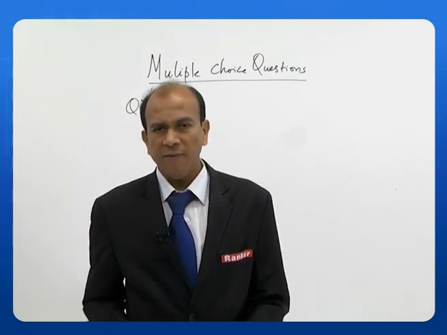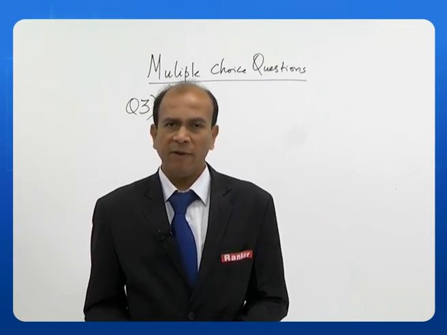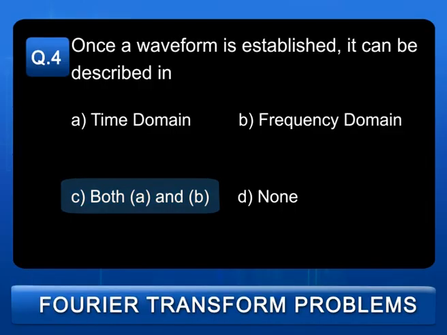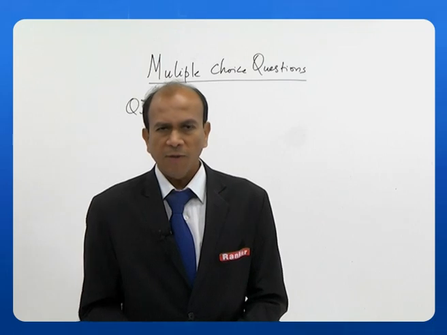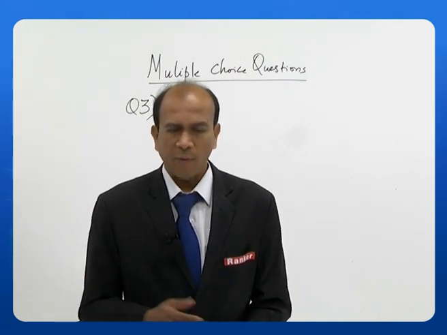So, what is the answer? When a signal is generated or established, we can represent it in terms of time or frequency. Both are possible. So, the answer is C. We have seen that this is a simple question that is being asked. Let us see the fifth question.